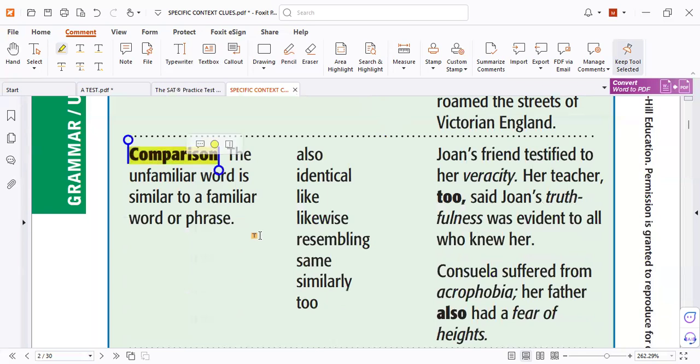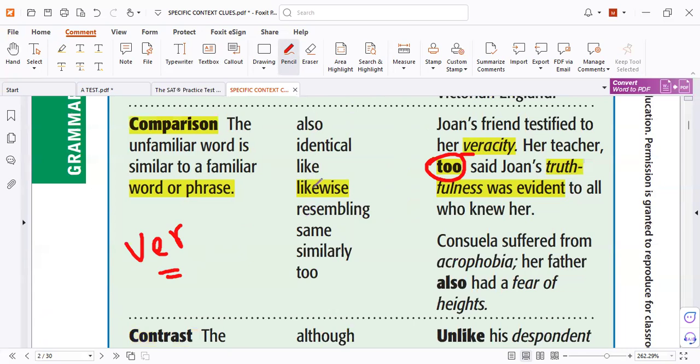Again, we can use the comparison technique, to compare for similarity. Look, John's friend testified to her veracity, and her teacher said so too. So it means the veracity, the truthfulness, was evident. That's why. And we'll study later the Latin roots. Any word that has vera or ver, we are talking about truth. So I can know it from the letters or I know it from the style. So we can expect any of these for comparisons.